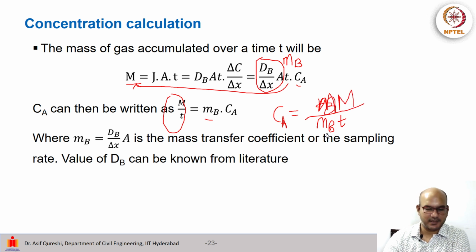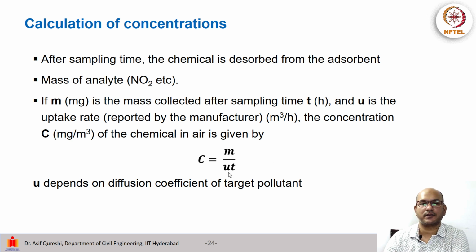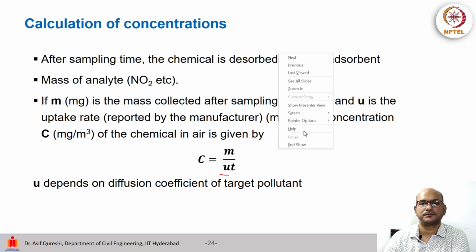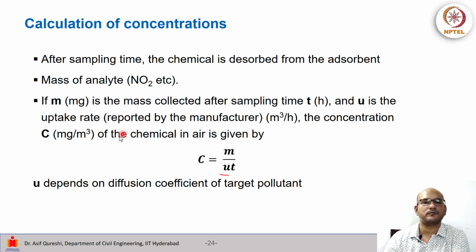So this MB is basically our U here. U would depend on the diffusion coefficient, so D_B of the target pollutant. So we can derive the concentration in the air using this passive sampling method.